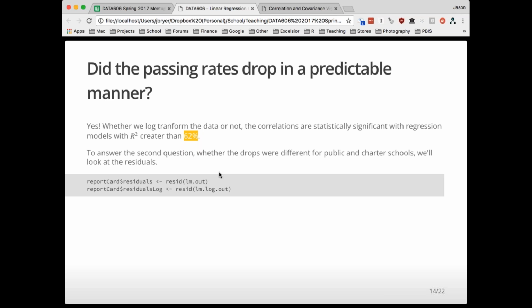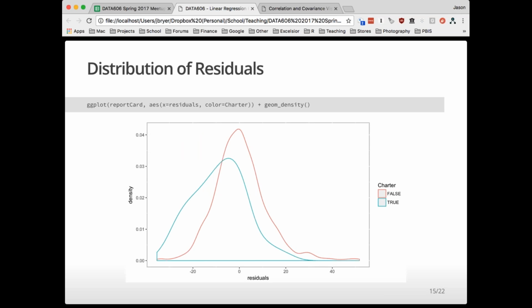So here, I can take the data and pull out the residuals from my linear regression. I'm just going to do it twice, and this is what I get. So this is the distribution of the residuals, and we see that for the charter schools, compared to the traditional public schools, which is the red line, the distribution is slightly higher than that for the traditional public schools.